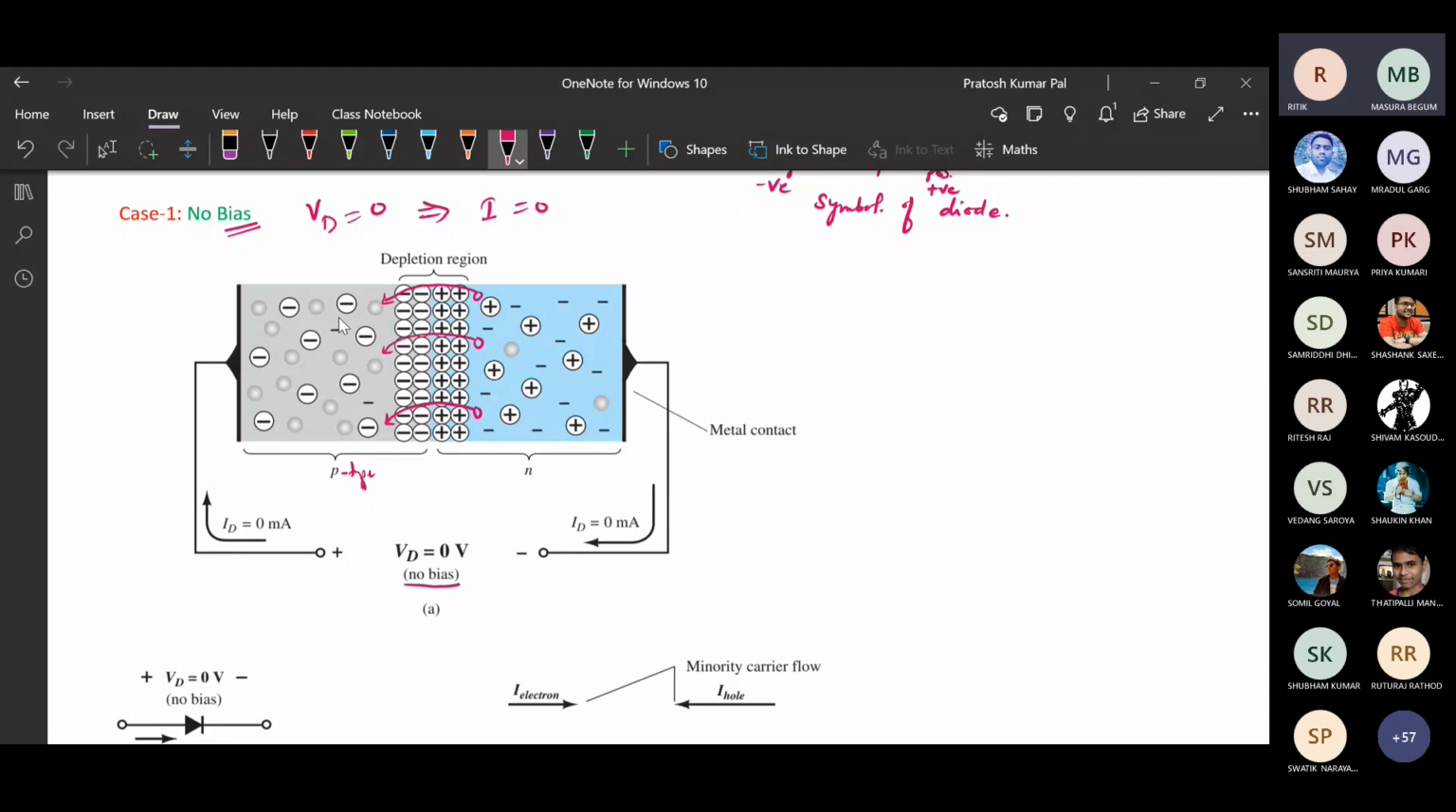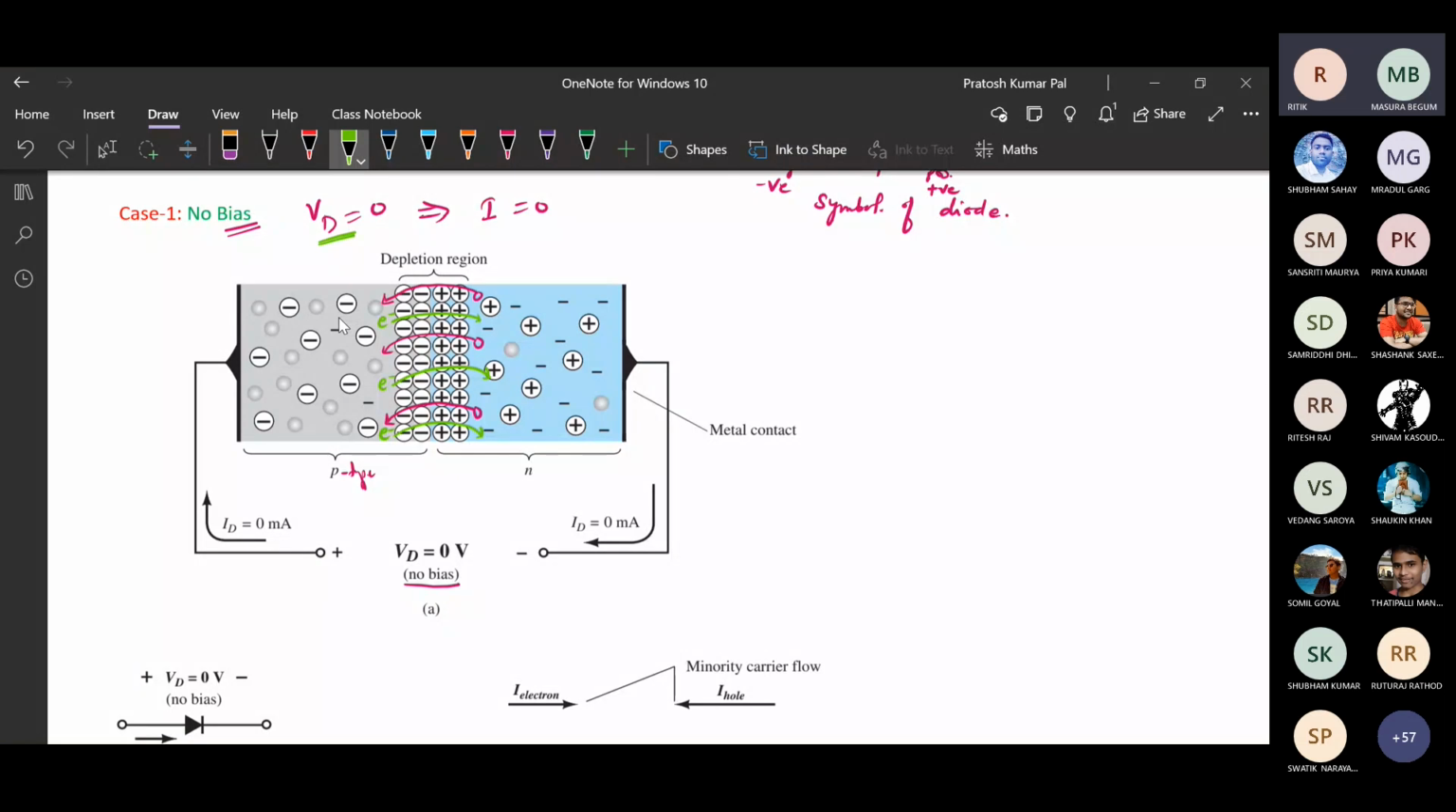Similarly, some electrons will be there also. These electrons that are available as the minority carrier inside this p-type region will be moving to the n-type side. So this will be the case when no voltage is applied.